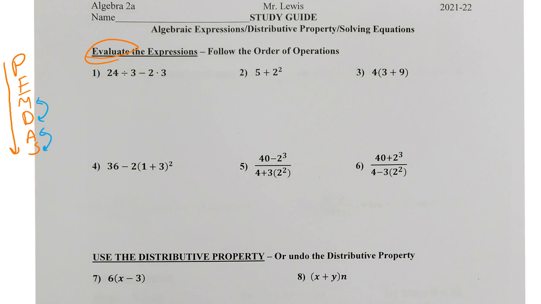So number one, 24 divided by 3, that's division. I do that first to get 8. 2 times 3 is multiplication. I do that before I do my subtraction. So I end up with 8 minus 6 is equal to 2.